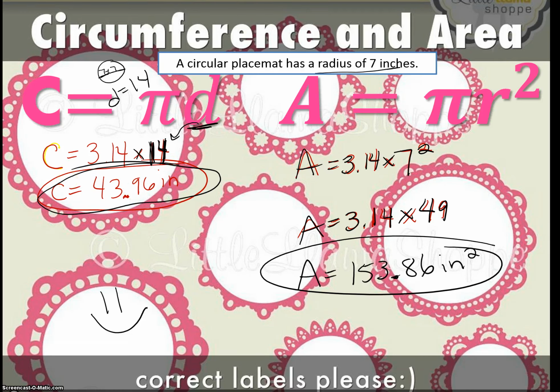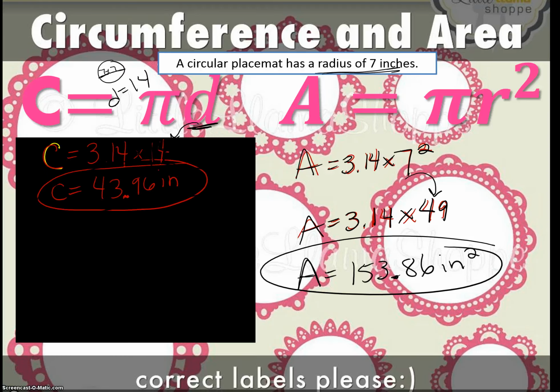Now the area, on the other hand, is pi r squared. Apple pie is delicious too. So area is pi times 7, which is the radius, squared. 7 squared means 7 times 7. That's how I got my 49. I took 3.14 times 49 and I got a total area of 153.86 inches squared. Thanks for labeling and showing linear work.